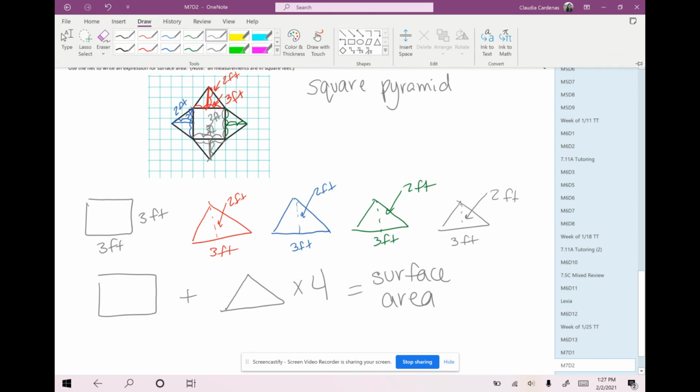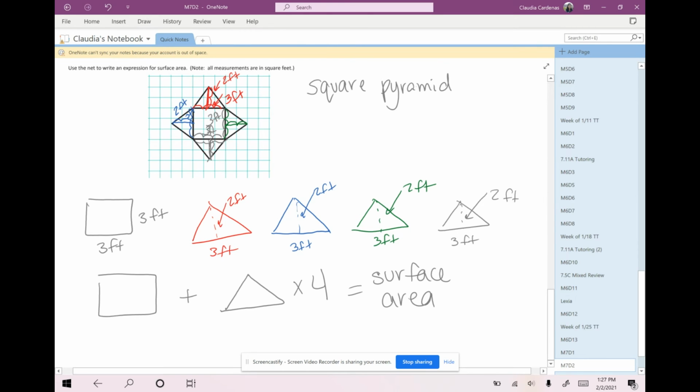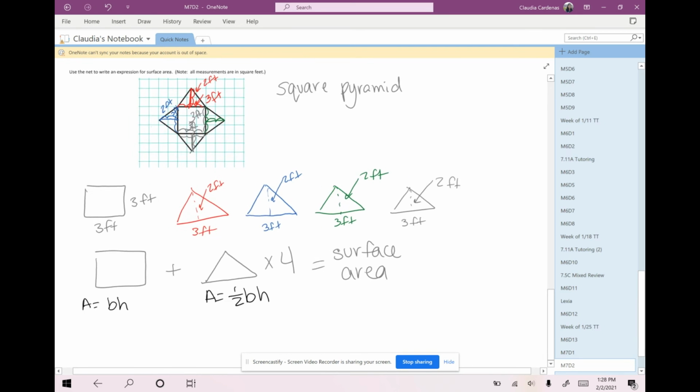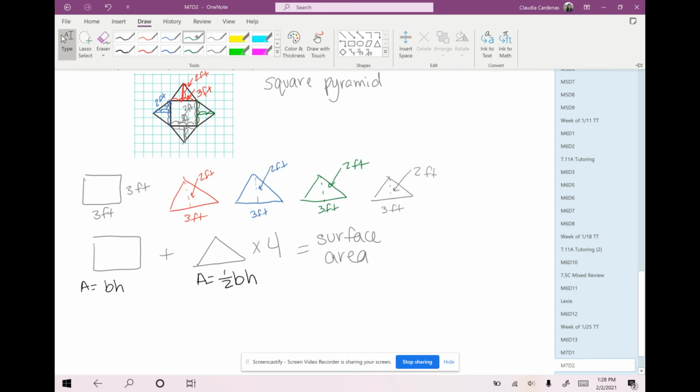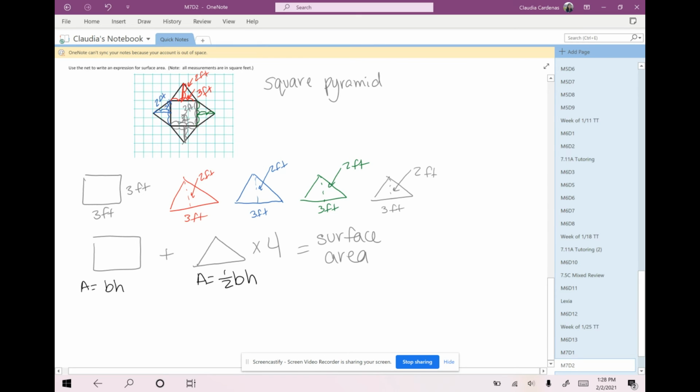Alrighty, so now that we've drawn out our plan, let's go ahead and write our formula for each shape. So looking at our star chart, I know the area formula for a square is base times height, and the area formula for a triangle is 1/2 base times height. So let's zoom out a little bit more. So now we can begin substituting our dimensions into our formula and solving. So starting with the square, I know the base is 3 and the height is 3, which gives me an area of 9 square feet.